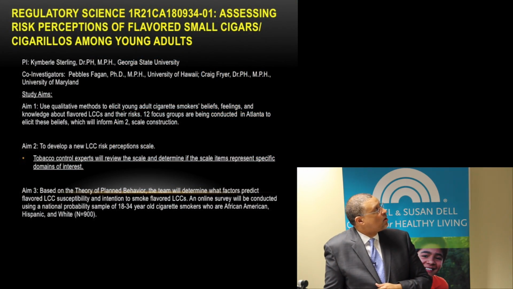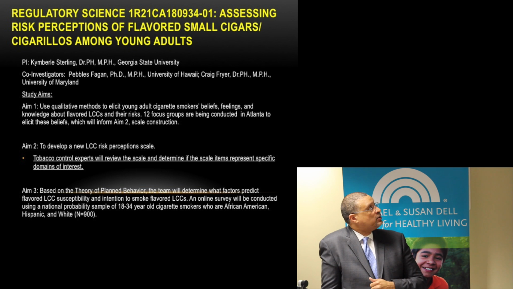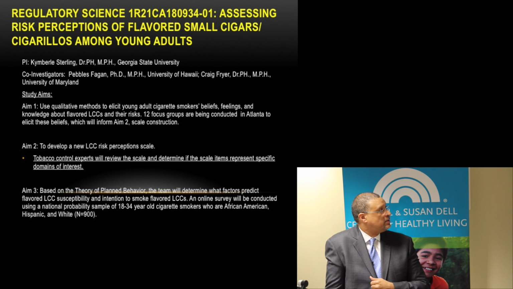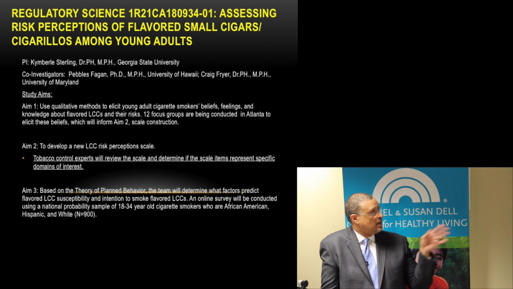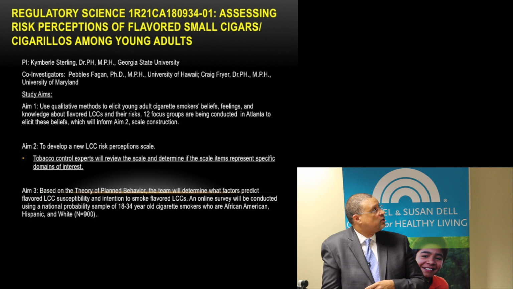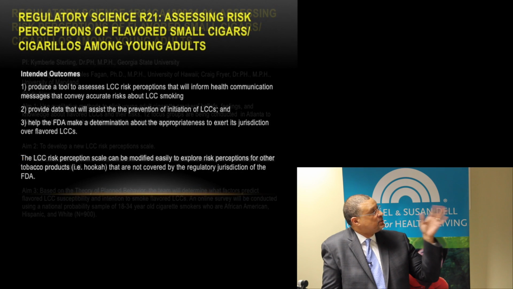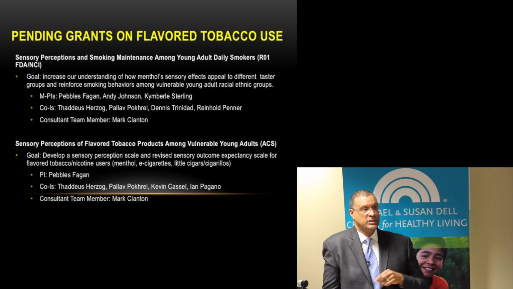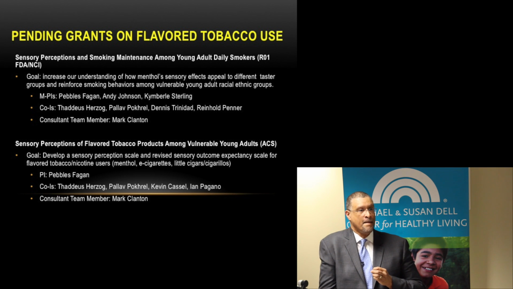I believe this is an R21, a regulatory R21 that I'm working on with Dr. Fagan and Dr. Fryer at the University of Maryland as a scientific consultant on this particular project. There are a couple of others as well. The intended purpose of this R21 is to produce a tool to assess risk perceptions in that particular group. And this is the one I'm really interested in. I'm interested in sensory perception.